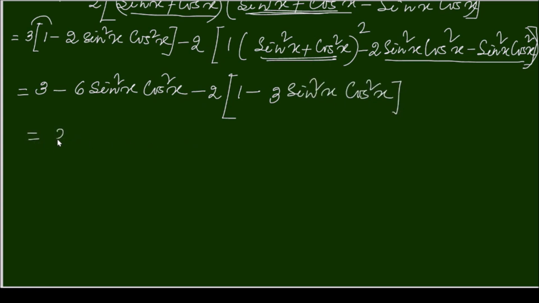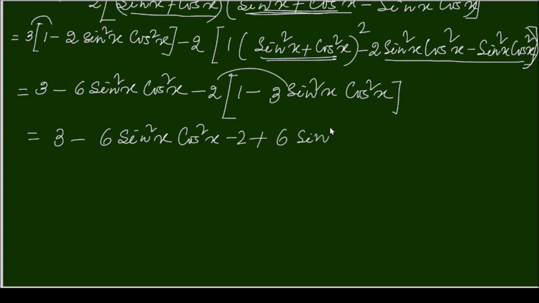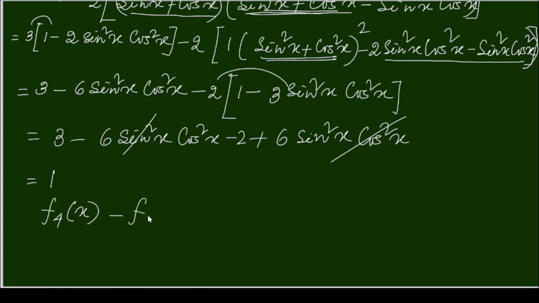So simplify now. 3 minus 6 sine square x cos square x minus 2 plus 6 sine square x cos square x, equal, multiply this one. This 2 will be cancelled. The answer is 1. So if you prove it, that is your f of 4 x minus f of 6 x equals 1 by 12.